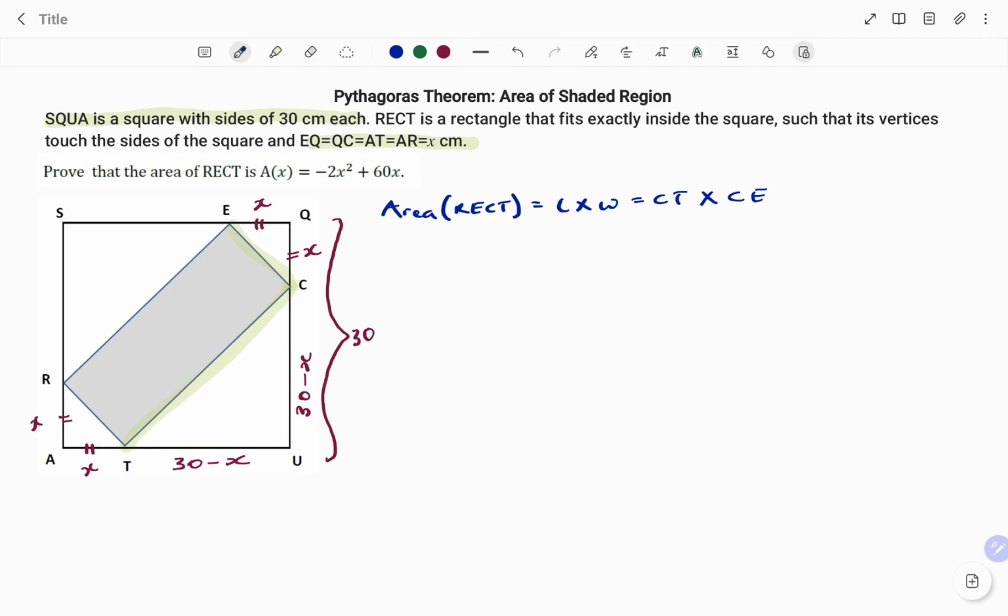To find the value of my CT and CE, because it's embedded in the square, all the angles in a square are 90 degrees. And because they are 90 degrees, I have two triangles to use. That's triangle A and triangle B, such that the Pythagoras theorem can be applied. So, starting with the line CT, I have CT squared using the Pythagoras theorem. That's the square of the longest side is equal to the sum of the square of the other two sides. So I have CU squared plus TU squared.